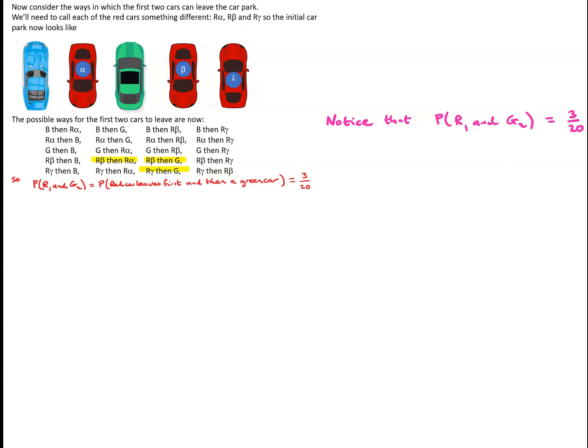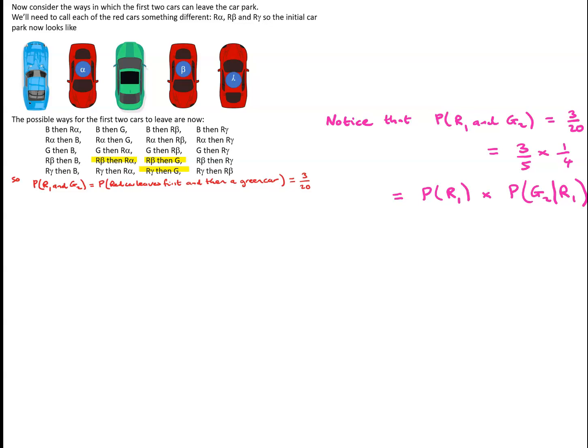So, we've noticed that the probability that the first car to leave the car park is red and the second car to leave the car park is green is 3/20. Now the 3/20 could be thought of as being 3/5 times 1/4, and 3/5 is the probability that the first car to leave the car park is red, and the 1/4 is the probability that the second car to leave the car park is green, given that the first car to leave the car park was red.